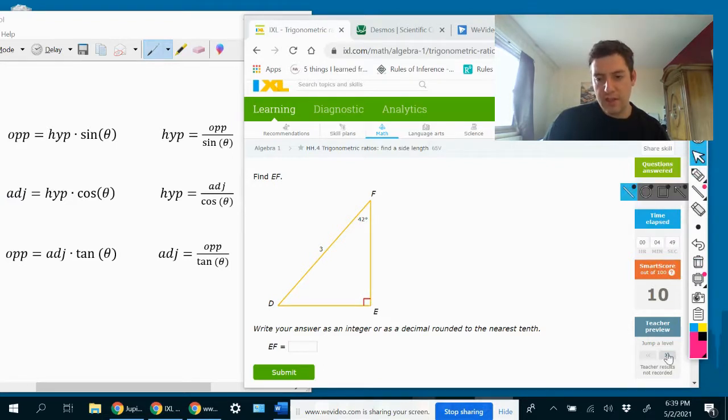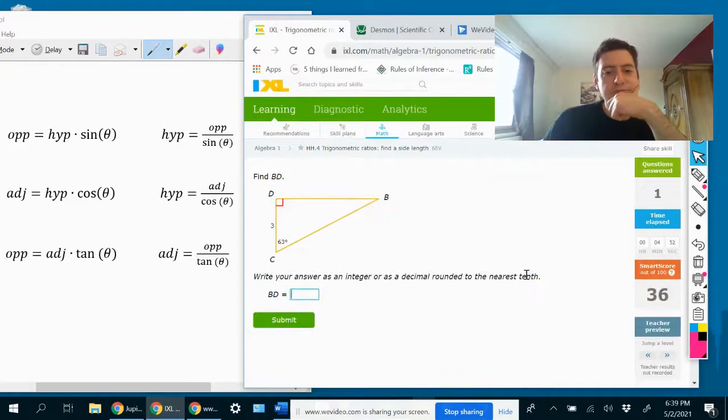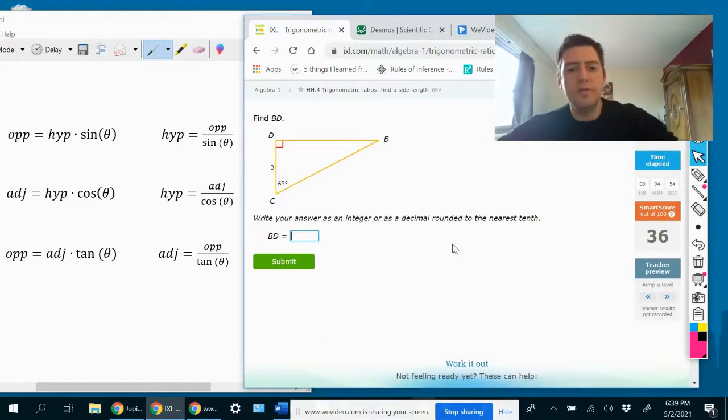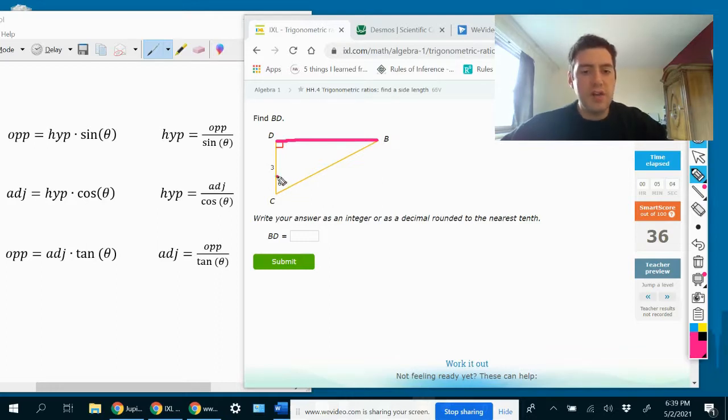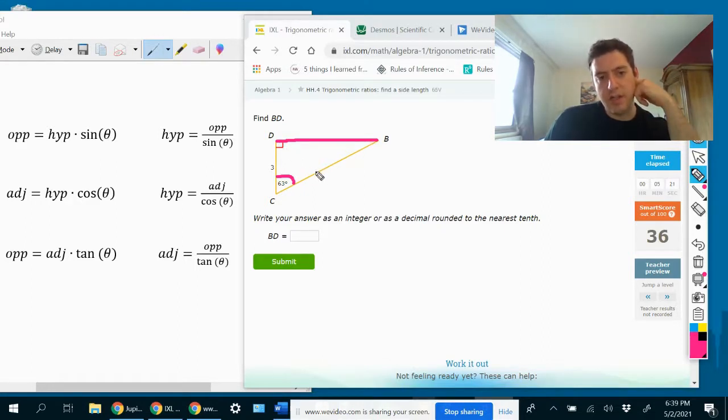So I'm going to see if I can get a different kind of a problem. Find the length of BD. Okay, so I'll draw a line from B to D or D to B, doesn't really matter. Okay, so this is the angle that I'm given, aside from the 90-degree angle, which I'm also given. In this case, I do not know what the hypotenuse is, okay? So this is my hypotenuse over here, and this is because it's across from the 90-degree angle. So I know that this is the hypotenuse.